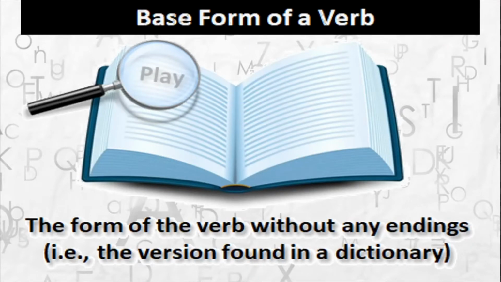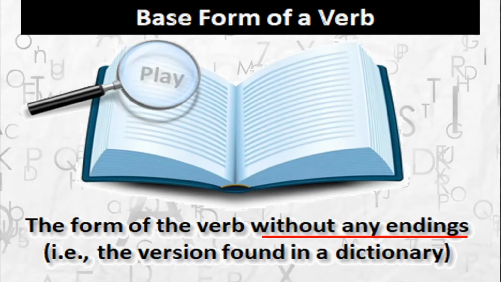Let us understand the meaning of the base form of a verb. What is the base form of a verb? The form of a verb without any endings is called the base form of a verb. You will see an example of the base form here: play. This base form is the version of the verb that you will find in a dictionary. When you are searching for a verb in a dictionary, you will not find playing or played originally. You will find the word play, and then you will see the various versions of it.